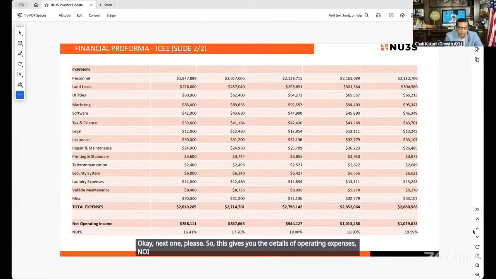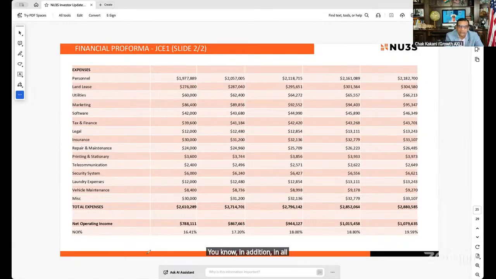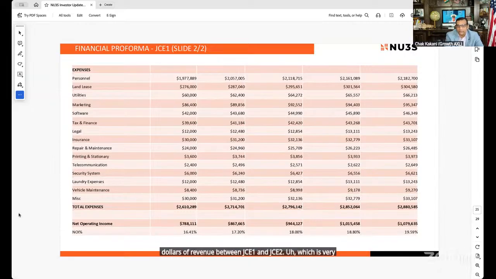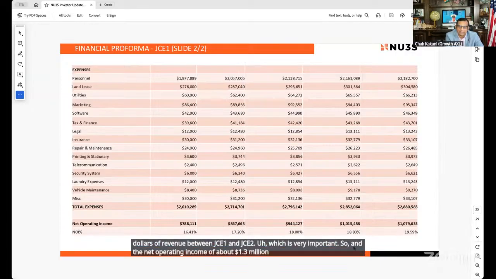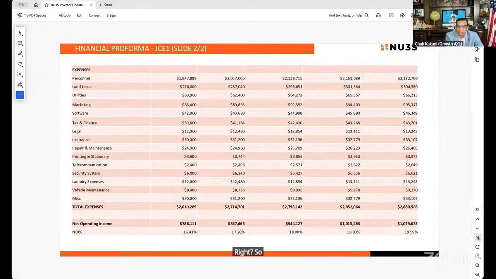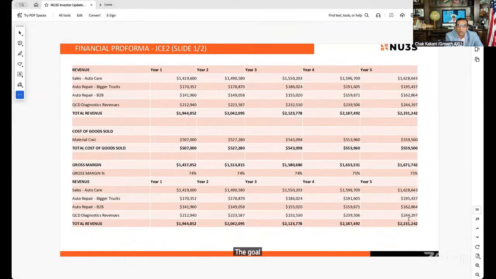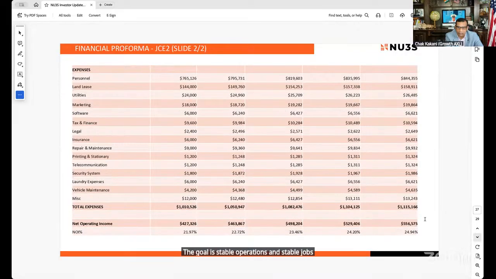One number I want to mention from here, in all these financial numbers, is close to $6.3 million of revenue between JCE1 and JCE2, which is very important. And the net operating income of about 1.3 million in the first year itself. So the operational model supports healthy NOI, net operating income. Not just profitability, but durability and job stability because of this kind of revenue. The goal is stable operations and stable jobs. That's the whole point of this, okay?